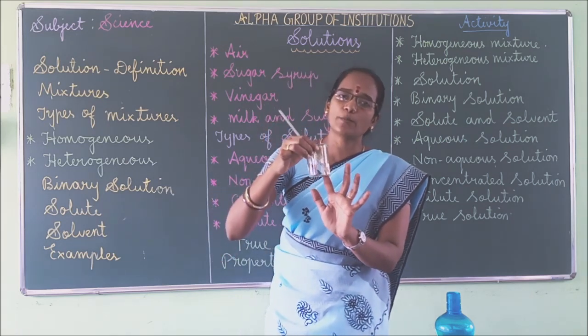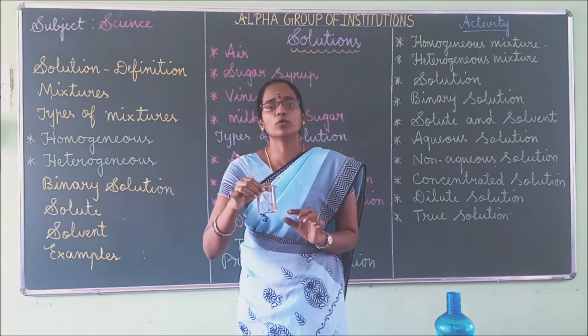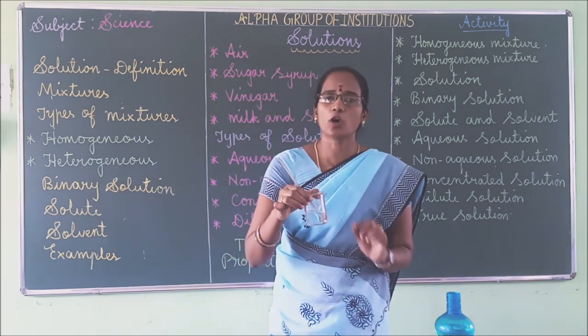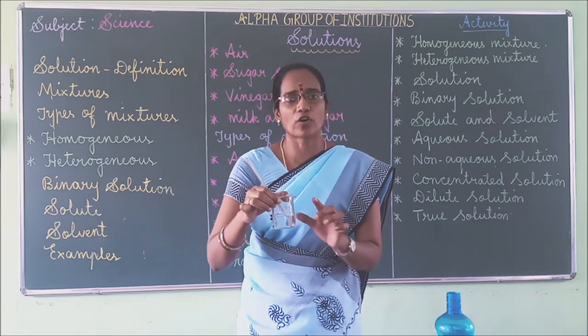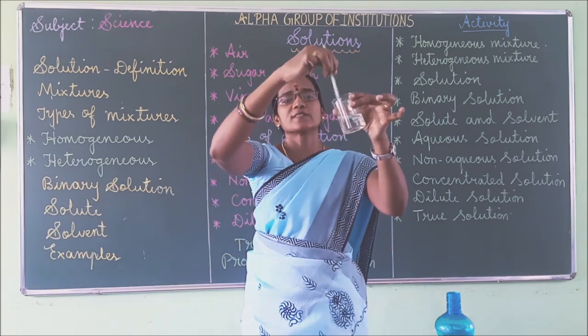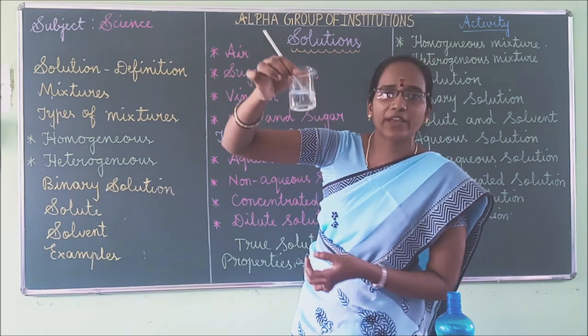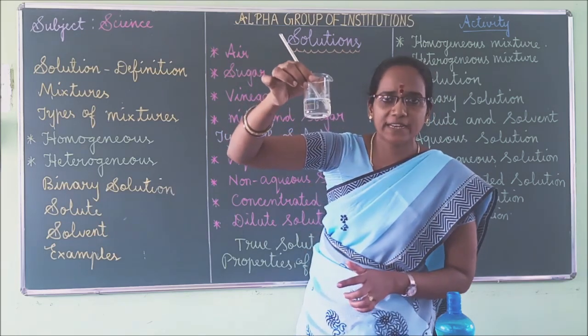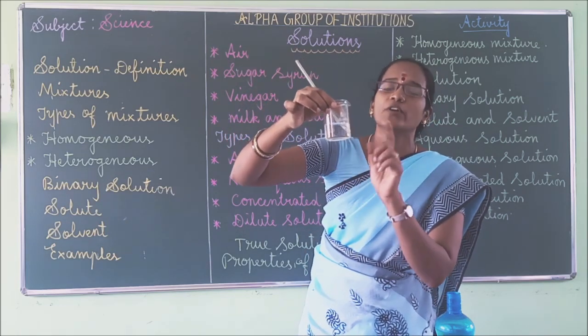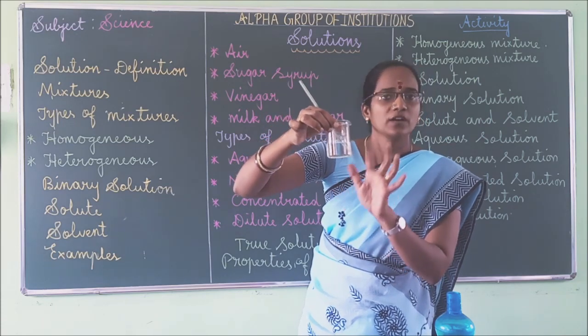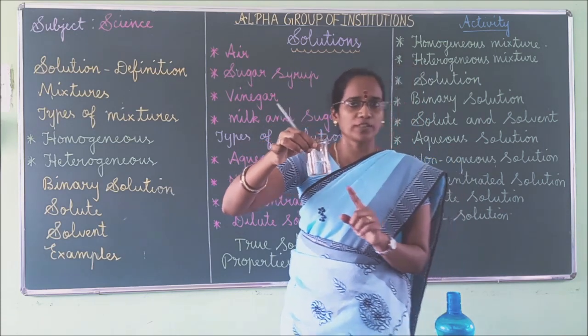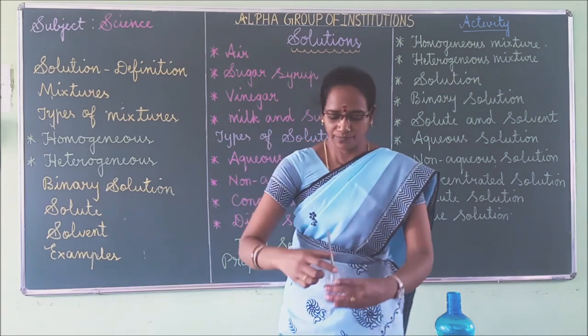It is an example of homogeneous solution. Homogeneous solution means what? The components mixed uniformly. Okay, see, both the components mixed uniformly, and you can see a single phase, only one solution, isn't it? So it is an example of homogeneous solution. Got it, children? Right, shall we move to the next one? Good.